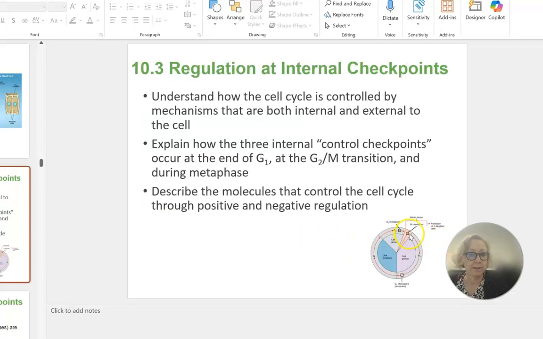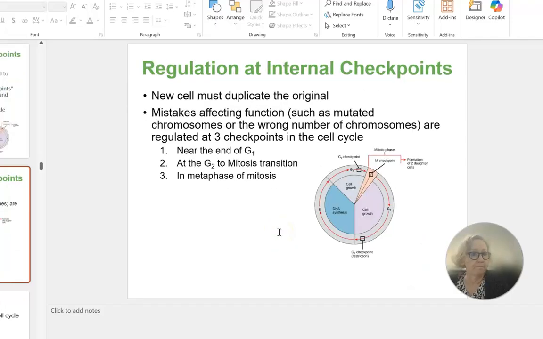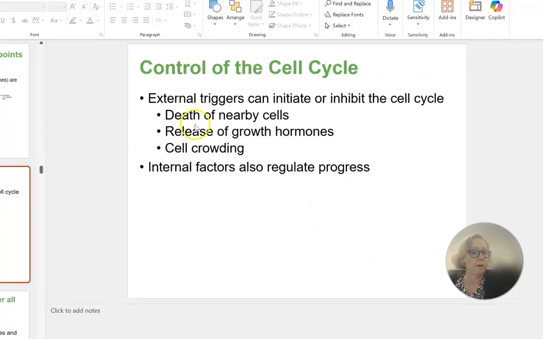Okay, internal checkpoints. We can't just willy-nilly be doing this all day long, right? No. We have to be like, okay, is it in order before we move to the next one? So there are some checkpoints here. The first one, the end of G1, before we replicate this DNA, is everything in order? Okay, so death of nearby cells. Everyone's dying. Maybe it's either a good time for us to make some new cells because cells are dying off, or something's terribly wrong. Let's get that fixed before we start replicating damaged cells.